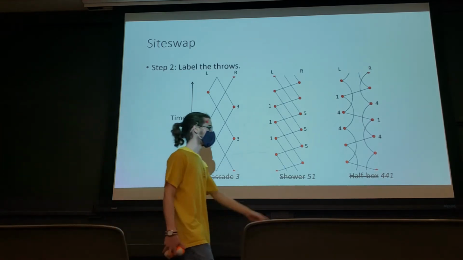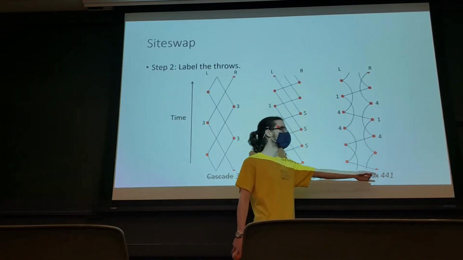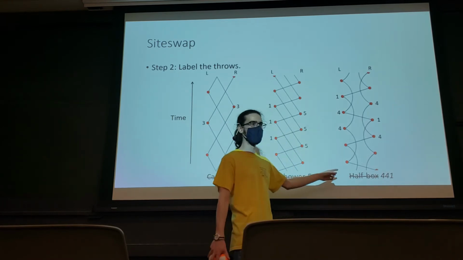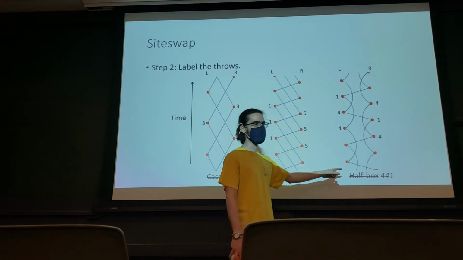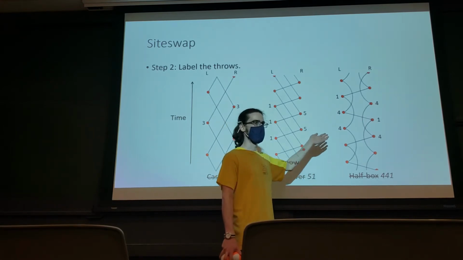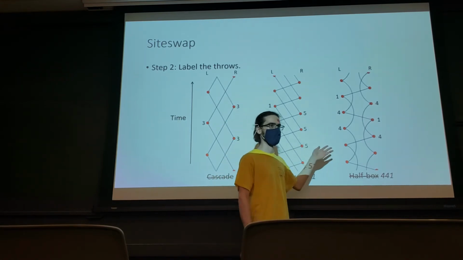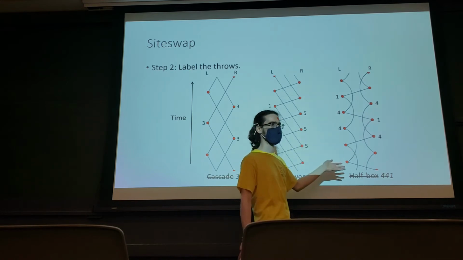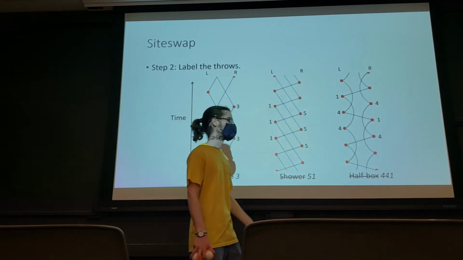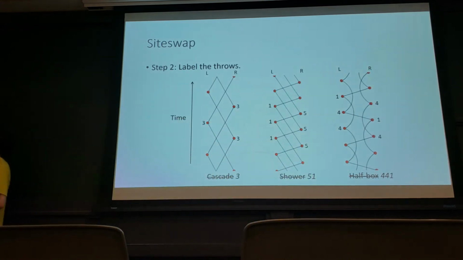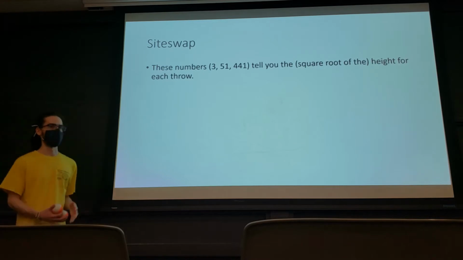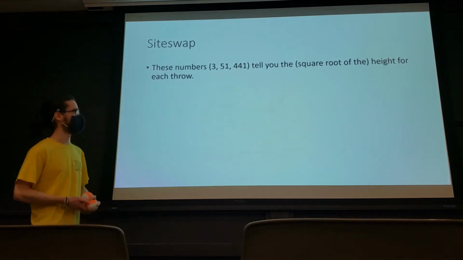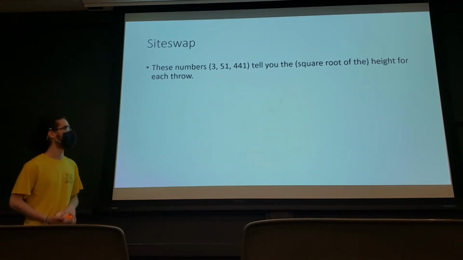Half box is pretty interesting because 4, 4, 1 is the normal name for it. Half box is the alternate name that people came up with afterwards. That's because this pattern was actually discovered based on this notation. People were drawing these ladder diagrams, and they found this repeating pattern, and then they learned how to juggle it, but they didn't have a name for it, so they just called it 4, 4, 1. These numbers tell you the time, which is proportional to the square root of the height of each throw.